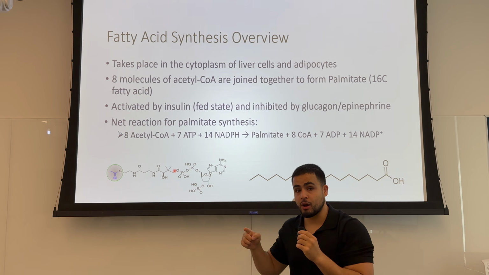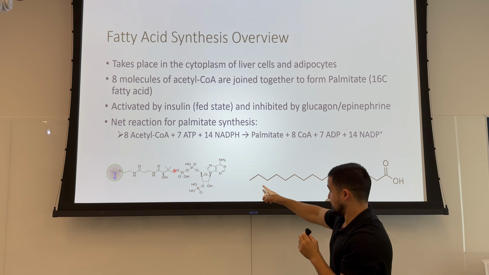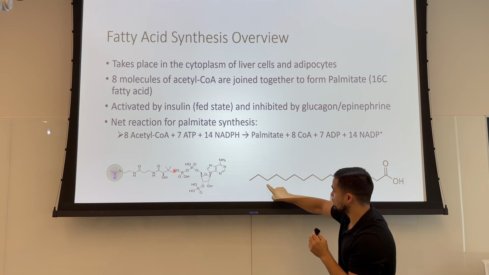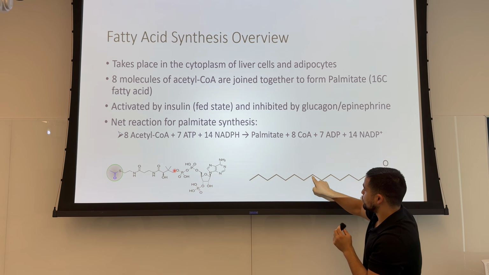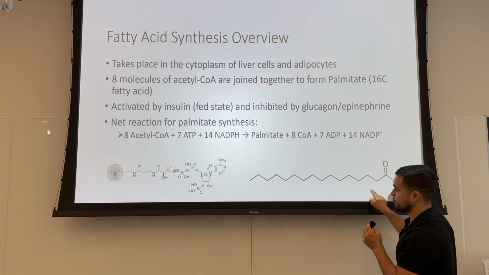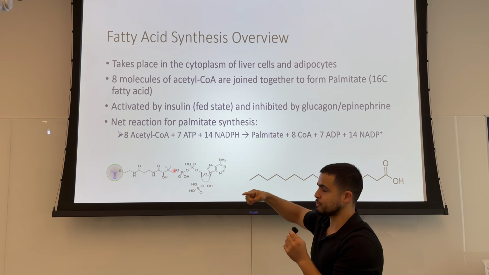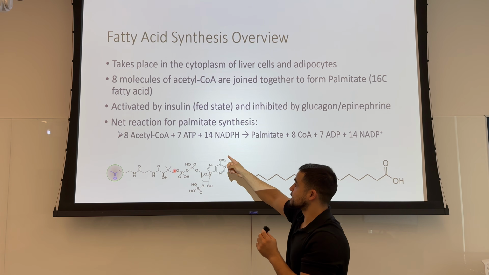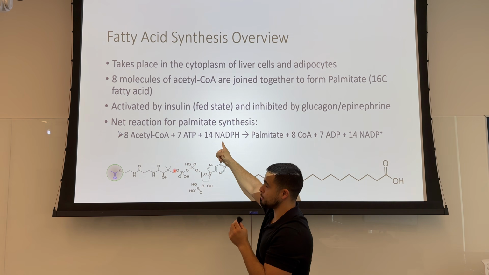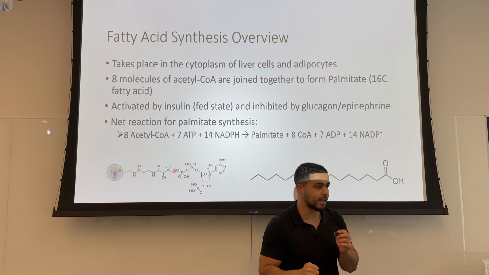And you have 7 rounds, even though you're joining 8 acetyl-CoA groups to one another. And you can see why over here. So let's say this is the first one. This is the first round of addition, second round, third round, fourth round, fifth round, sixth round, and seventh round. So this is a 16 carbon molecule. We only require 7 rounds of adding acetyl-CoA. And you can see that that's why you only have 7 ATPs being consumed and 14 NADPHs, because each round is going to require 1 ATP and 2 NADPHs.